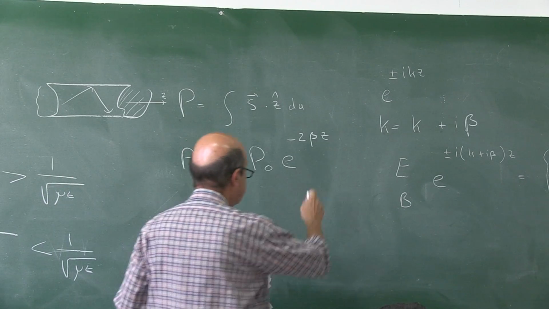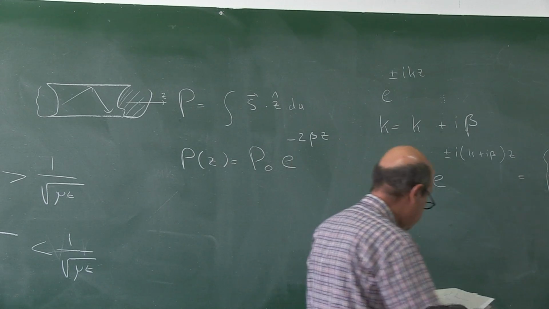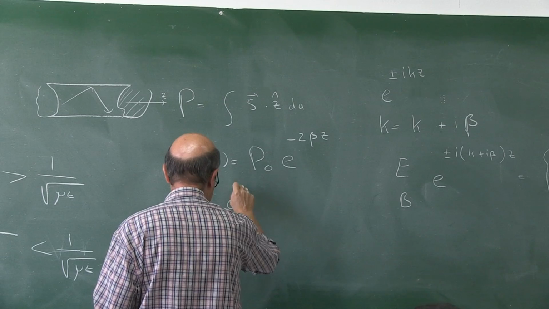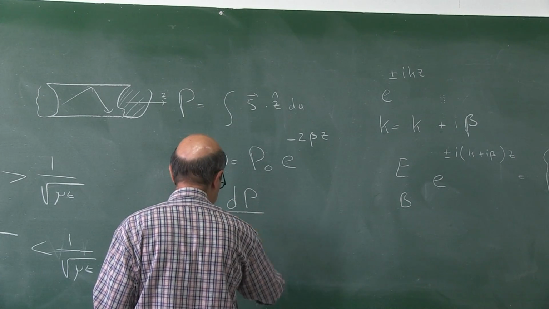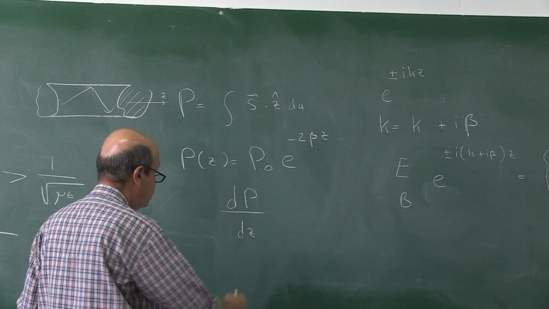And how can we find beta? Beta is the attenuation coefficient. The calculation of beta is very easy. If you take the derivative of the transmitted power with respect to z, what are you going to obtain?